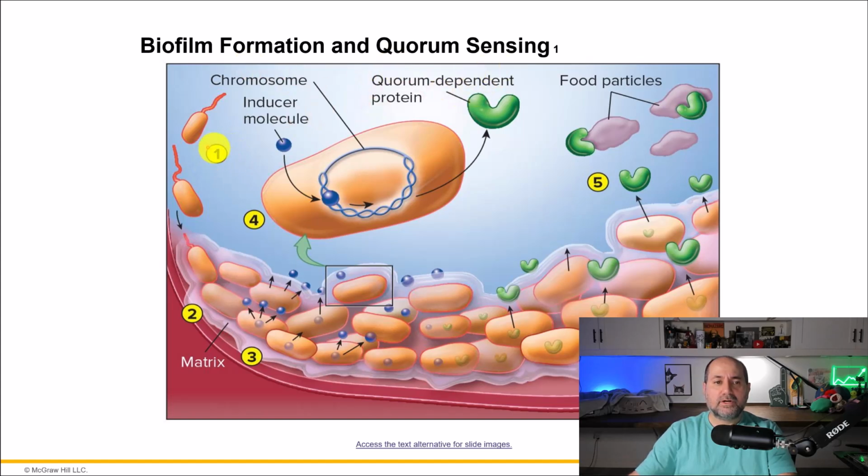First of all, step 1, free swimming cells settle down and attach to the surface of some substrate. Let's pretend this substrate down here is your tooth enamel, right? So the microbe might attach to your tooth enamel with its little fimbriae. Remember, its bristles. So you've got these organisms that now attach to a surface. Step 2. Once attached, these microbes can secrete some glycocalyx, some sugary proteinaceous goo that helps to keep them on the surface of that substrate.